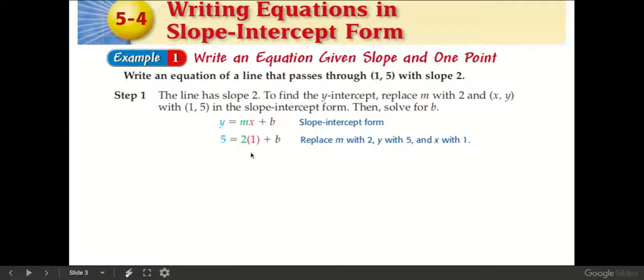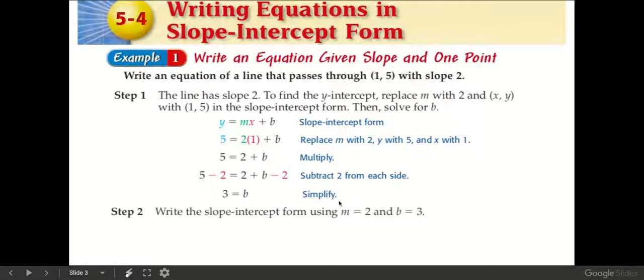So I'm going to go ahead and solve for it. First thing I'm going to do is 2 times 1, which is 2. Then I'm going to subtract 2 from both sides, because I'm trying to get the b by itself. So subtract 2 from both sides, and I get b is equal to 3. So now I know my y-intercept, and I know what my slope is. My slope is 2, they gave me that at the beginning, and I found my y-intercept, 3.